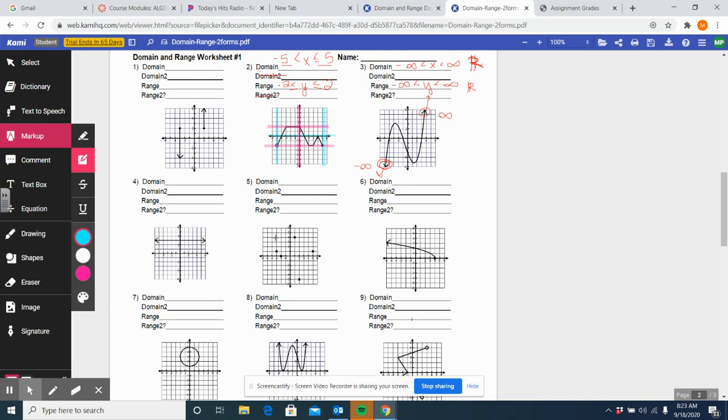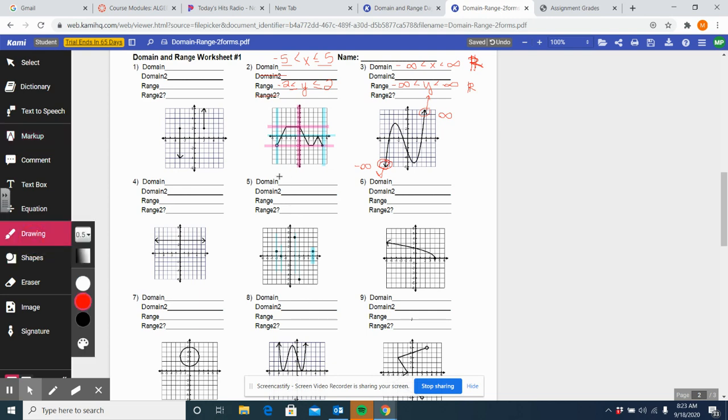Okay, so the domain is very specific. You don't use inequalities. It's at -3, -2. This dot goes to 1. This dot goes to 2. And this dot goes to 5. So we're going to list those out in order from left to right. So it goes -3. The next one is -2. The next one is 1. Then 2. Then 5.